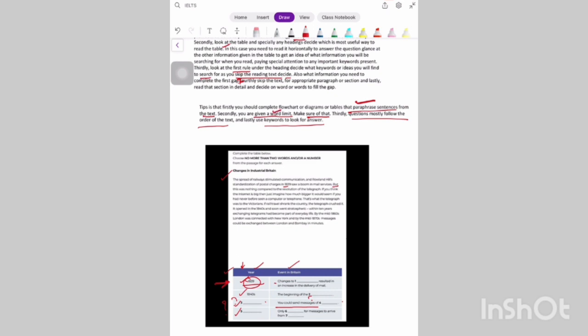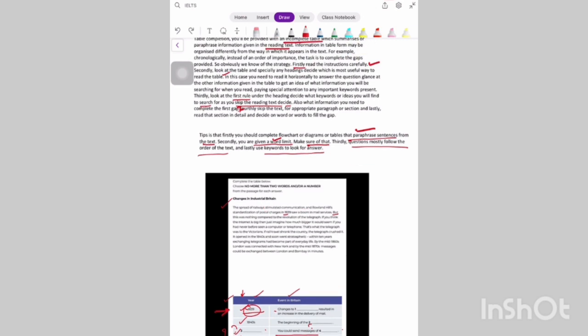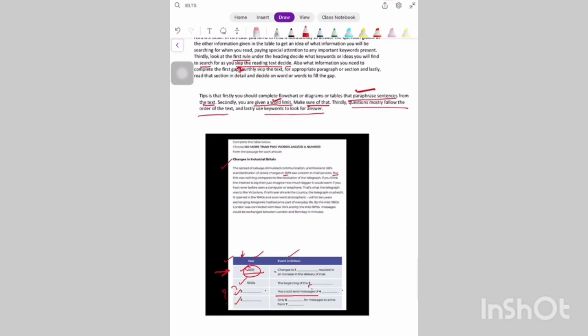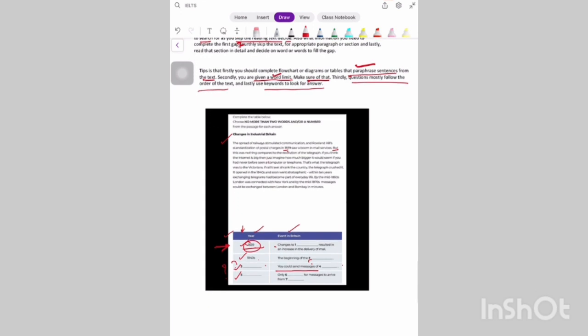Even if, suppose, your answer is stimulated communication, you can't change even one small dot of it, you have to write it exactly. If you have changed the word, then no points, because that is the essence of writing an answer. Thirdly, questions mostly follow the order of the text. So suppose for 1839 I'm going to find the answer here, then for 1840, the next line, and further down the line I'll get all the answers. And lastly, use keywords to look for the answer. We are very familiar with all these rules. It just needs to be revised, which is a good thing, so that you know how to solve different types of questions.